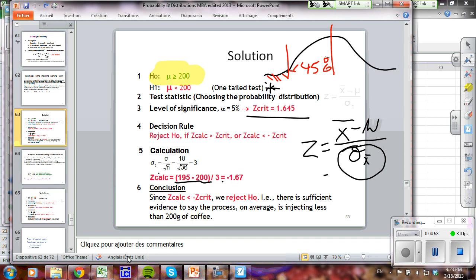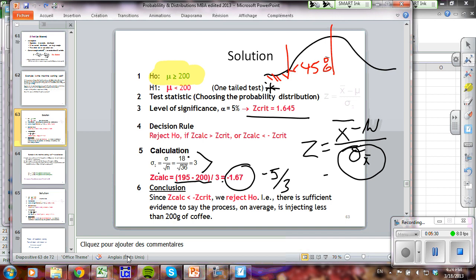And this calculation is right here. We take the population standard deviation, which was 18, and then we divide it by the square root of 36, which is our sample size, which gives us 3. So what we have then is minus 5 over 3, which should give you negative 1.67.